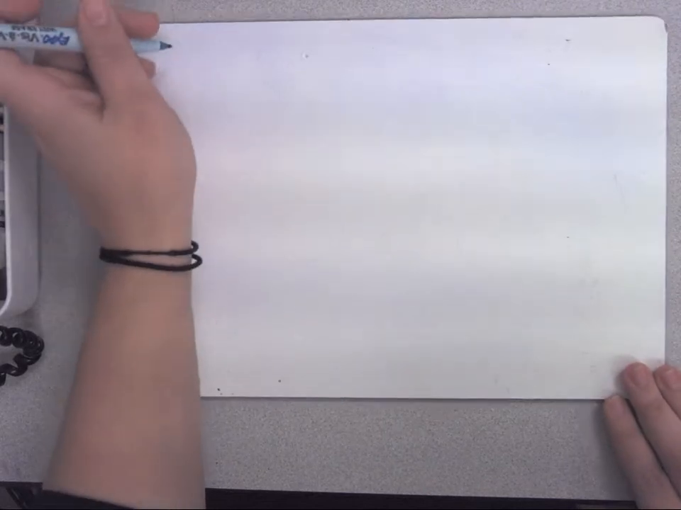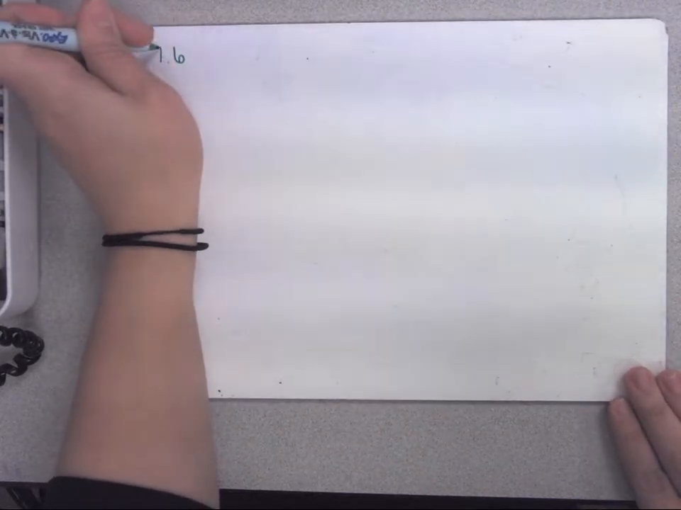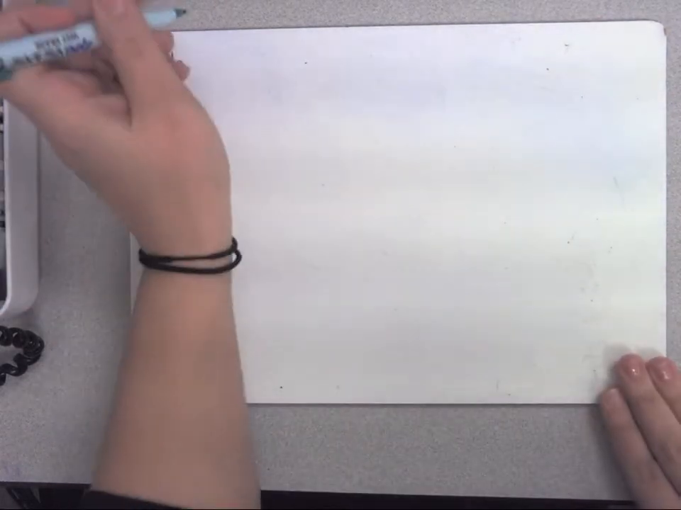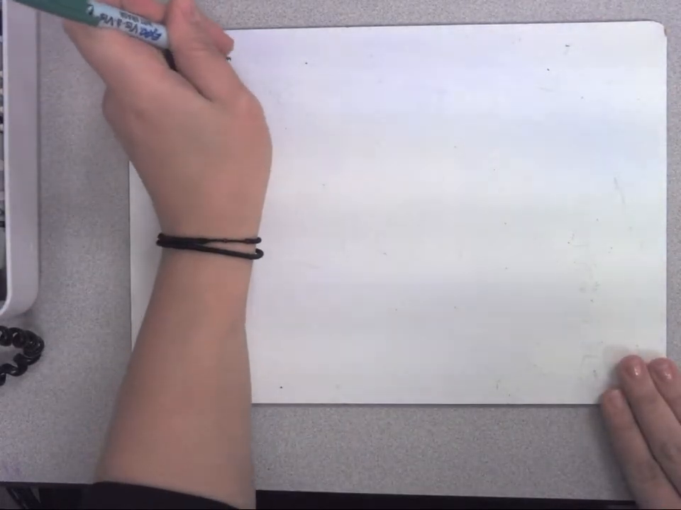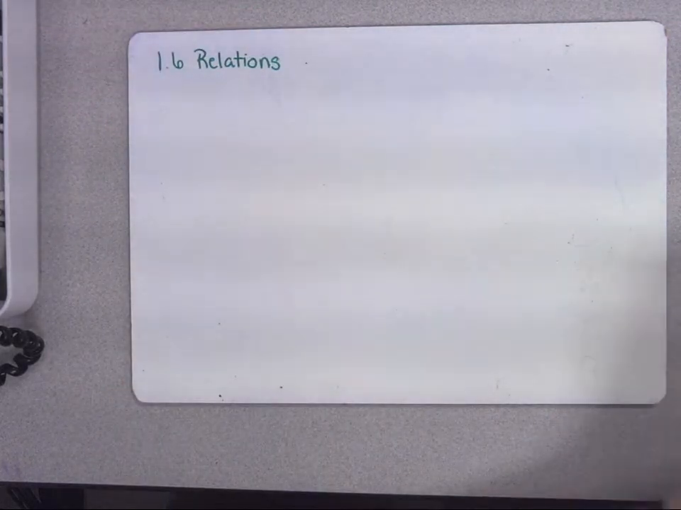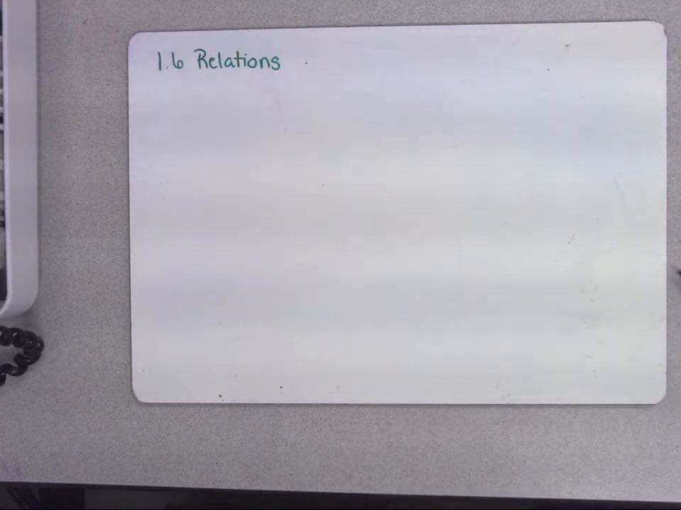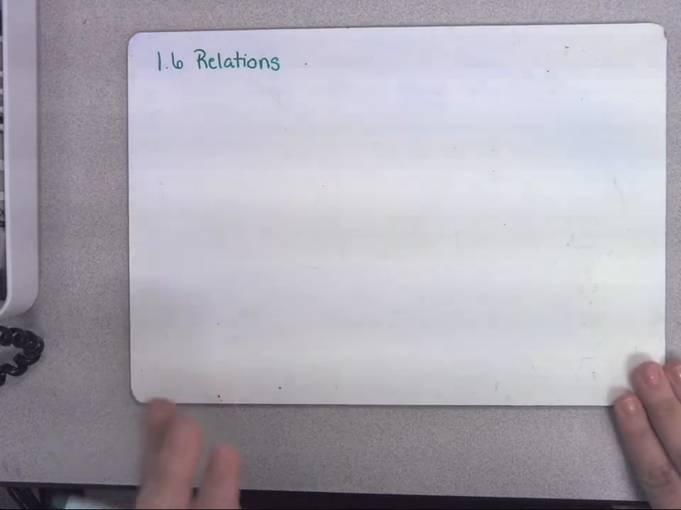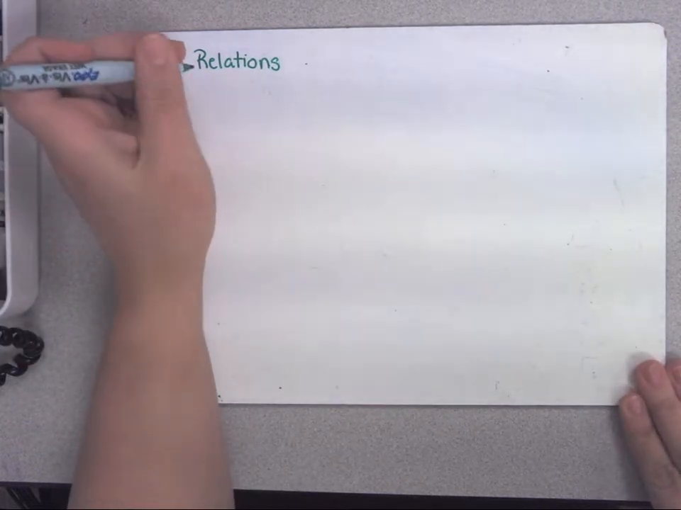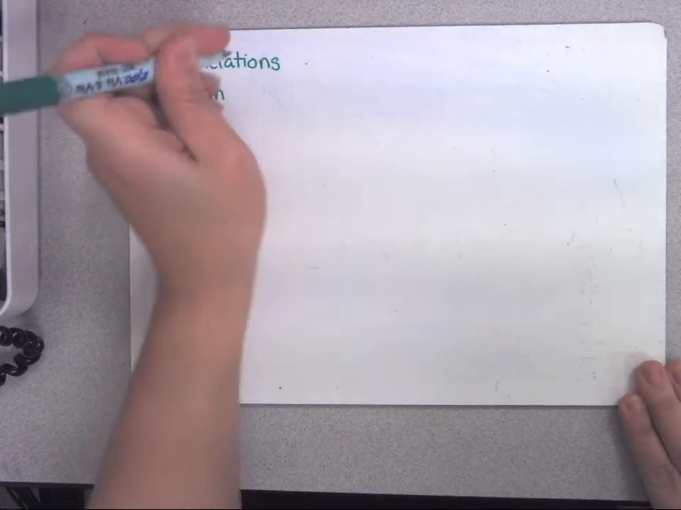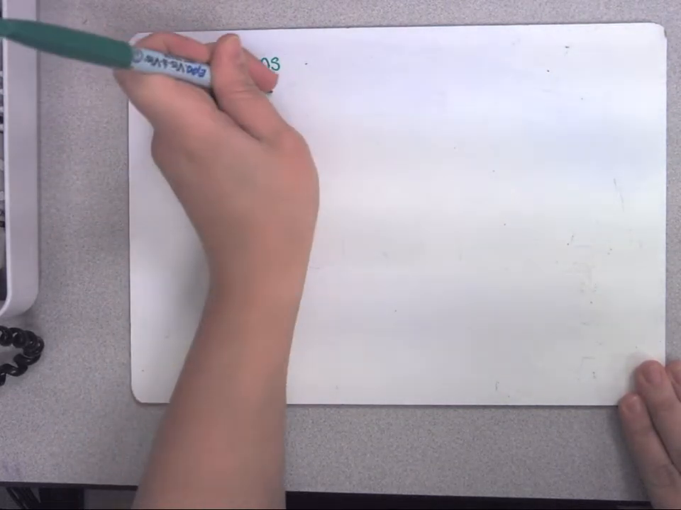Oh boy. Okay. We are doing 1.6 today. Our proper markers this time. Okay, the title is Relations. Okay, we sadly have a lot of vocabulary to cover. First thing we're going to talk about is a coordinate system.